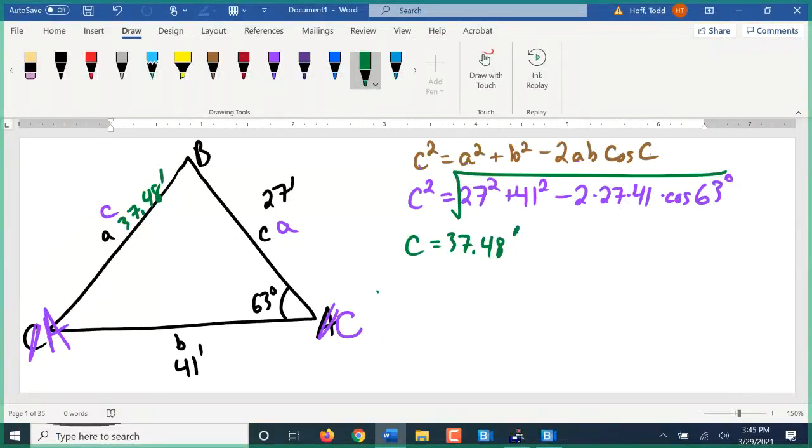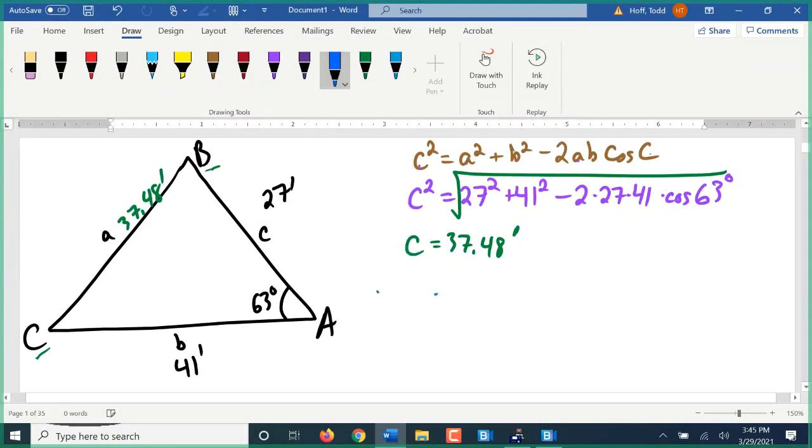Now, that's really not side C, is it? It's really side A. Go back and put the original labels back in. I just changed the labels so I could do my law of cosines without having to rearrange it. Now, which one do I want to find first? Angle B or angle C? B, on the smaller side.